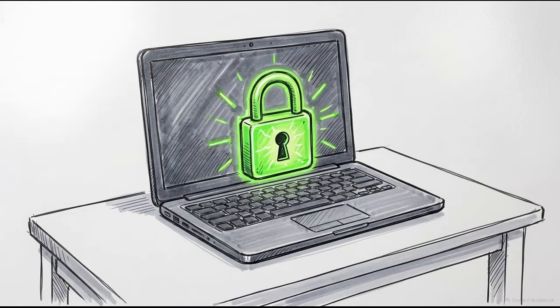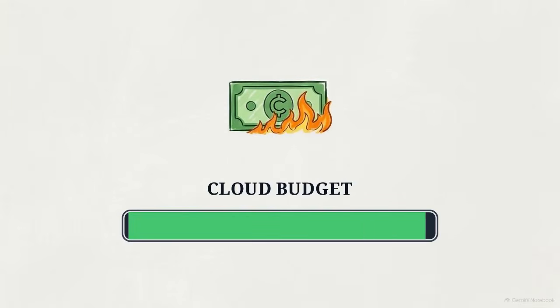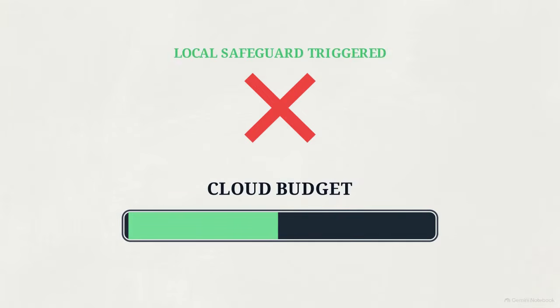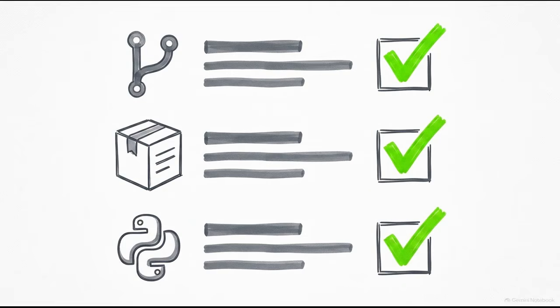Proving the execution pipeline on your local machine first is a mandatory safeguard. It ensures you don't burn through expensive cloud compute budgets on a misconfigured training run. You will need 3 absolute prerequisites for this installation: Git, the UV package manager, and exactly Python 3.12.